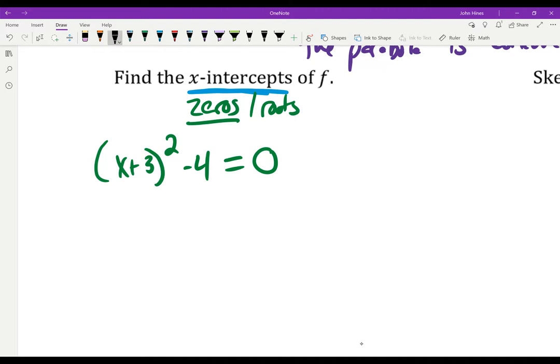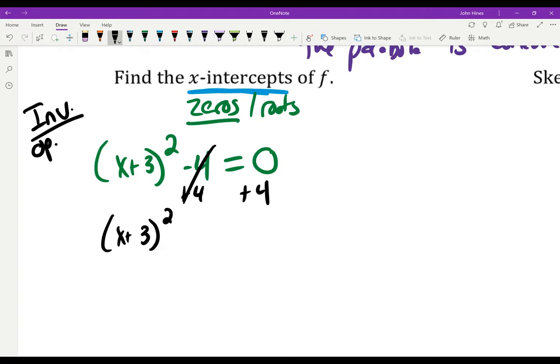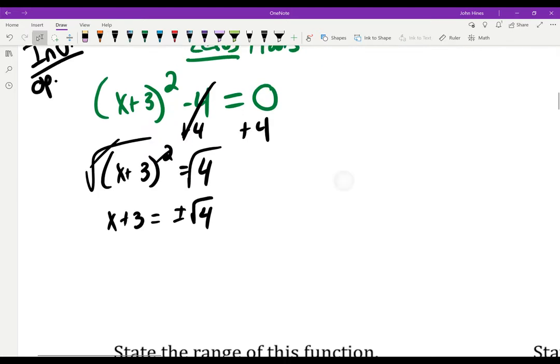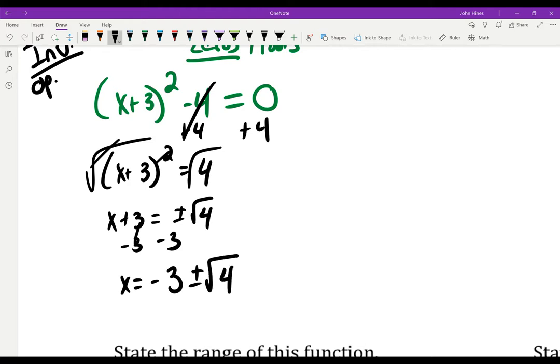So it looks like I can use inverse operations here. So let's do that. Let's add 4 to both sides. X plus 3 squared equals 4. Well, then we take the square roots. That's where all of our good quadratic equation solving skills from Unit 8 come back into play. And then we can subtract 3. So x equals -3 plus or minus the square root of 4.